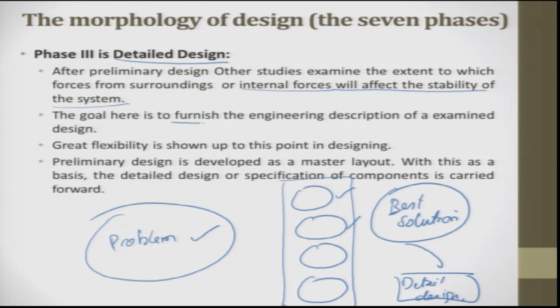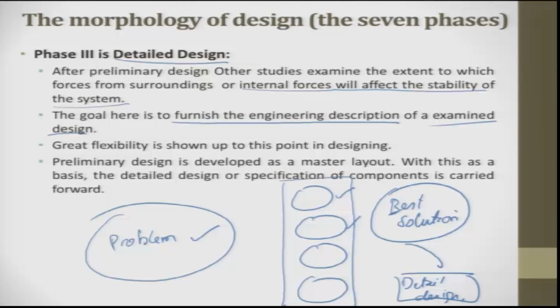So, the goal here is to furnish the engineering description of the examined design. Till now, you have not talked about the engineering design. Engineering design helps you to move forward towards a manufacturing process decision or look forward for manufacturing feasibility. During this stage, when engineering descriptions are given, you try to choose the best material and other things. Till now, we did not bother about shape, size, form, whatever it is. We thought, okay, a crude solution was thought of. So, here we try to do a detailed design. The feasibility is to be shown up to this point in designing.